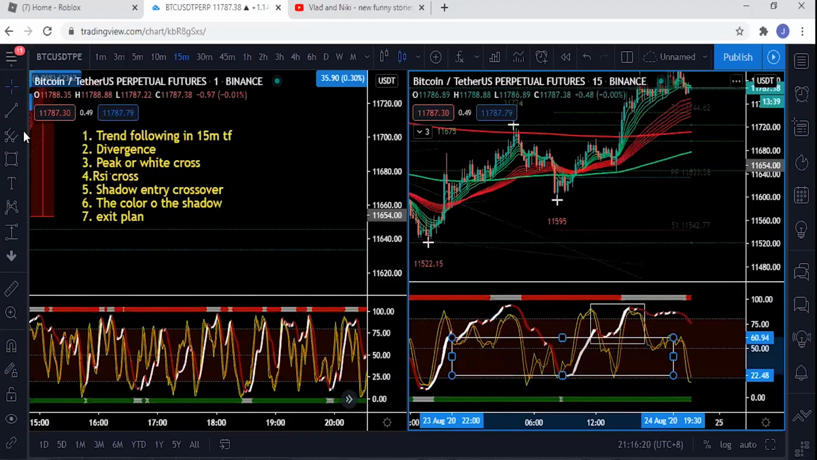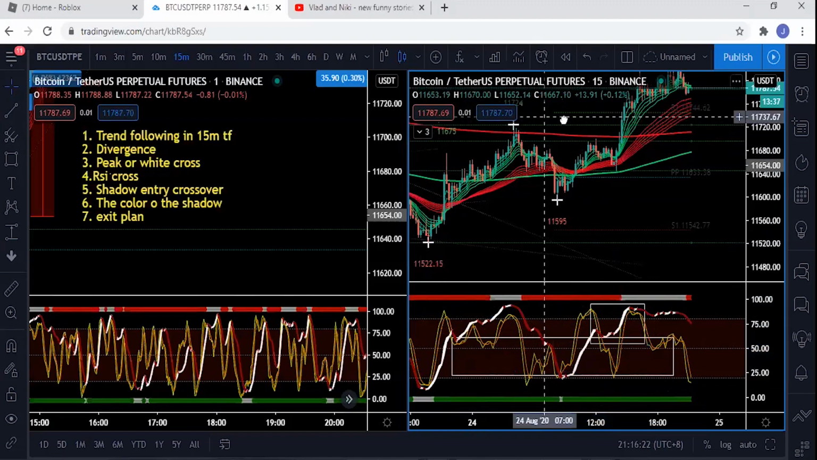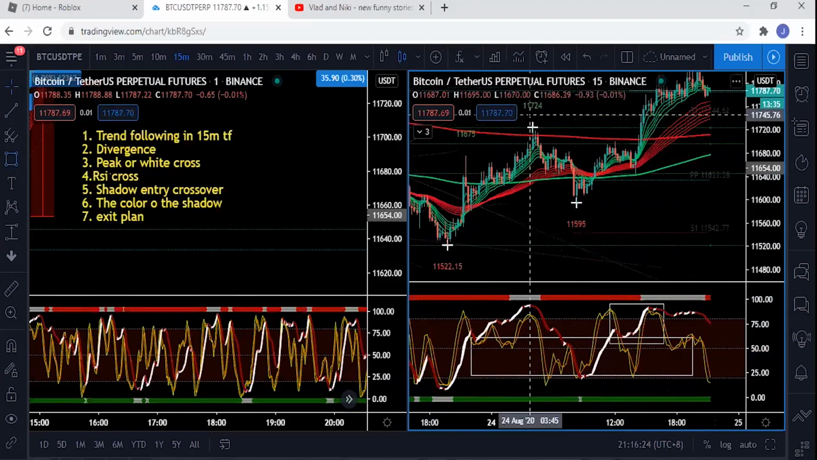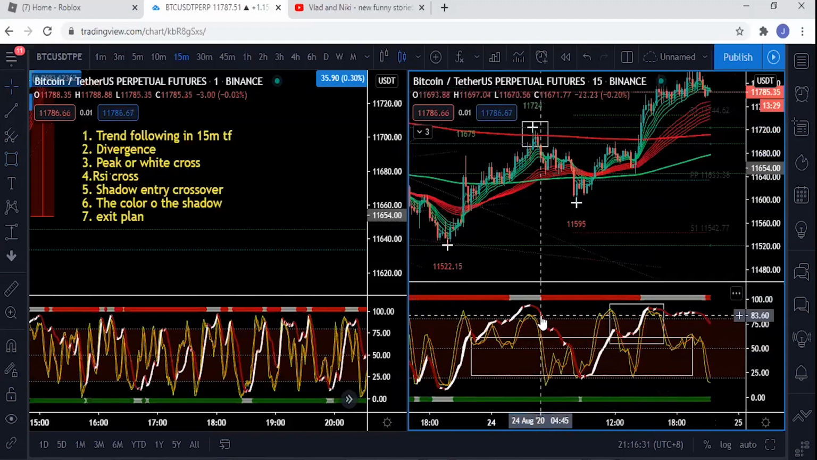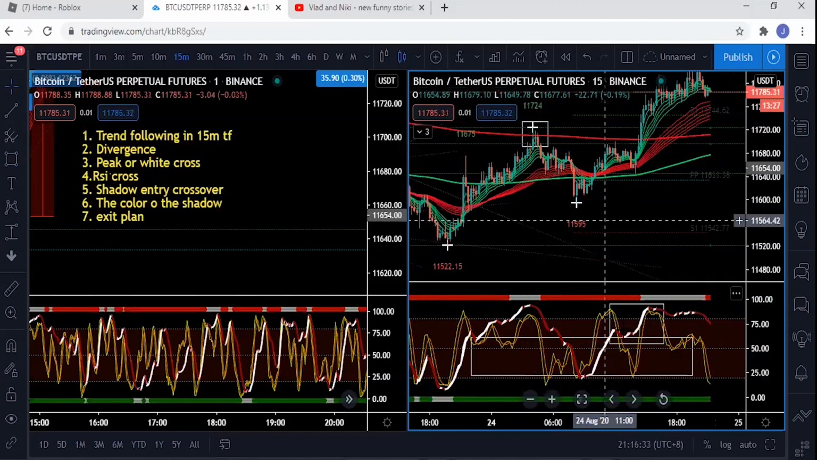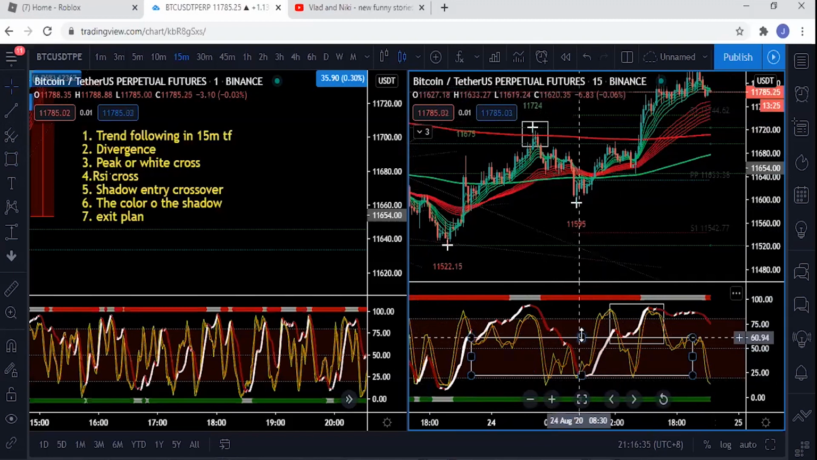And when you already see a cross, here, this is a cross, meaning to say there will be a reversal. Expect that our shadow will go down. So that is how to determine when our 15 minutes is going to change the trend.